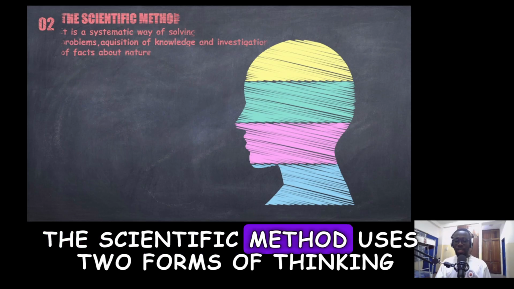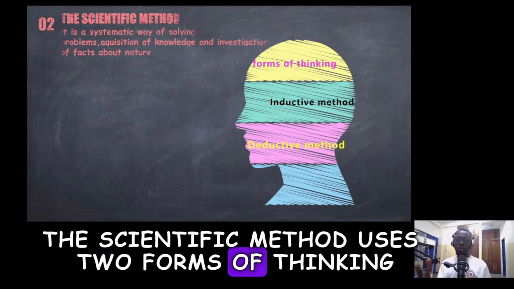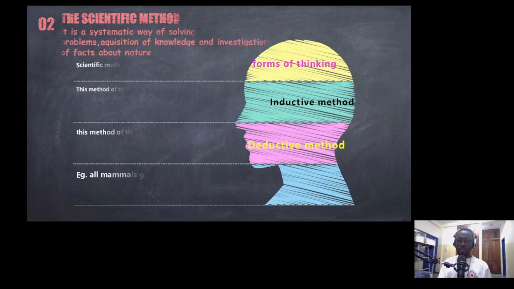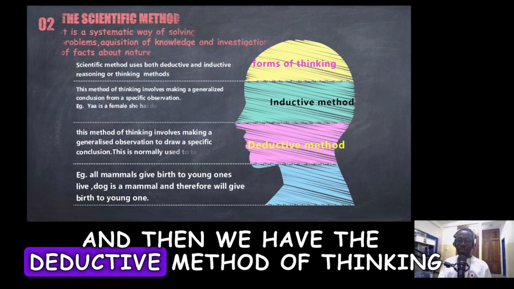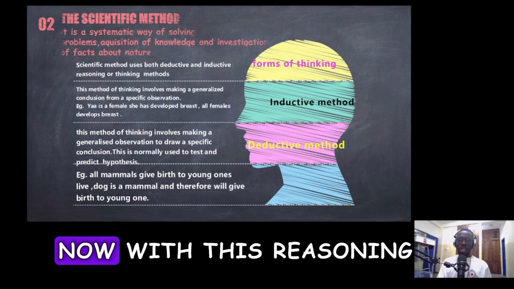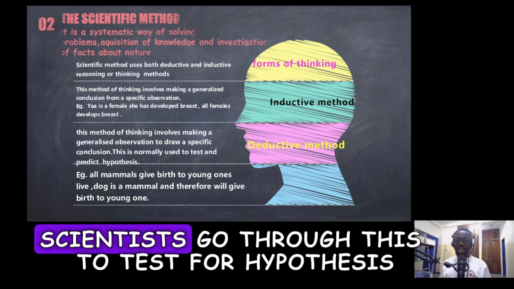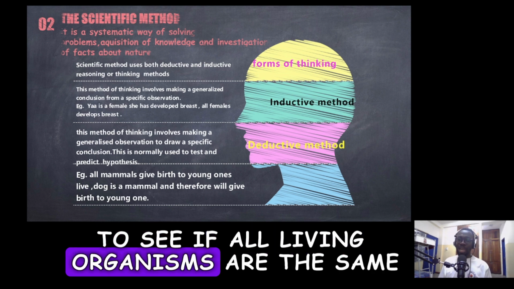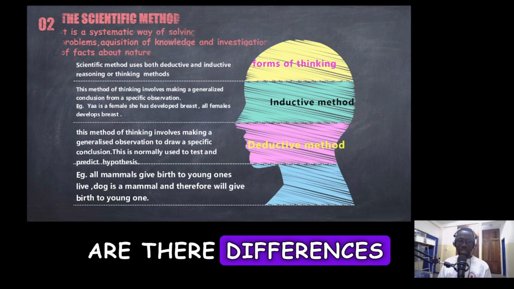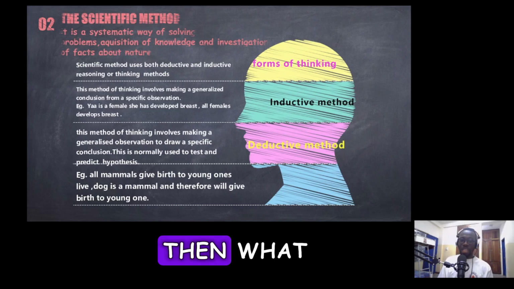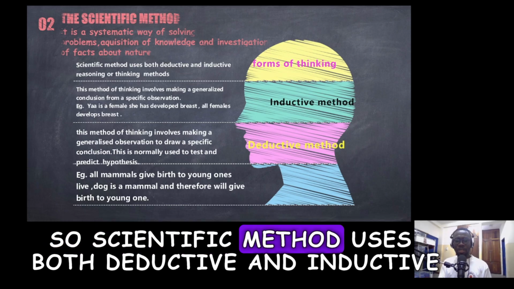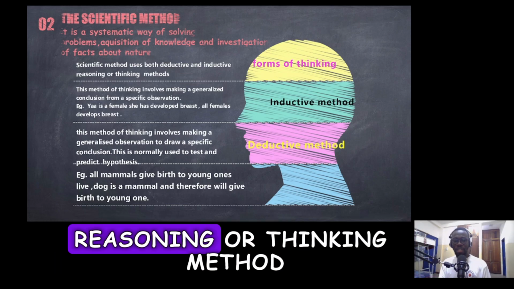The scientific method uses two forms of thinking or methods of thinking. We have the inductive method of thinking, and we have the deductive method of thinking. With this reasoning, scientists test hypotheses to see if all living organisms are the same. Are there differences? And if there are differences, then what is the difference between organism A and organism B? So, scientific method uses both deductive and inductive reasoning.